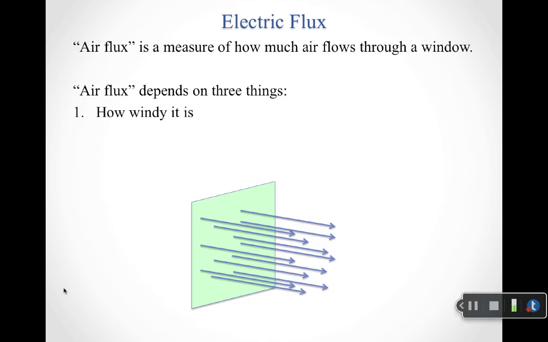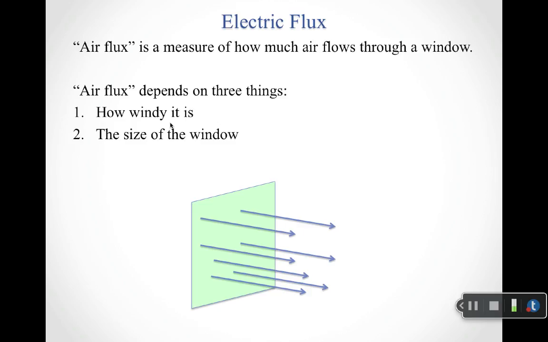First thing is how windy it is. So the arrows here are representing the flow of air, and so this is going to be a particularly windy day, right? I've got a lot of arrows, they're all very long. Less windy would mean I've got fewer arrows coming through, right? So how much air comes through my window is going to tell me about how windy it is. Second thing is the size of the window.